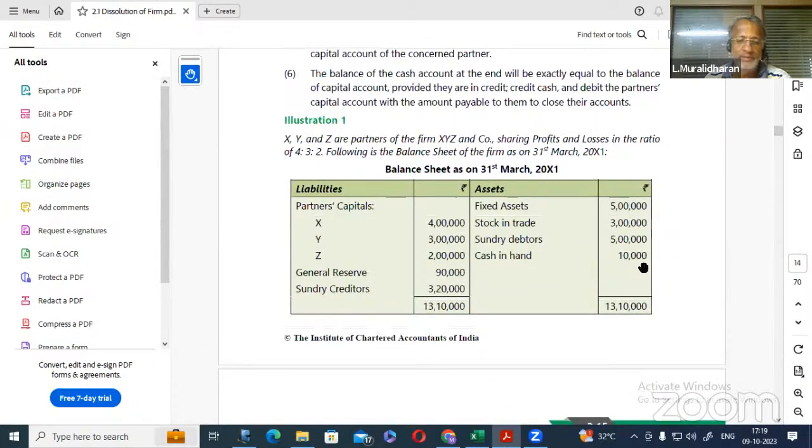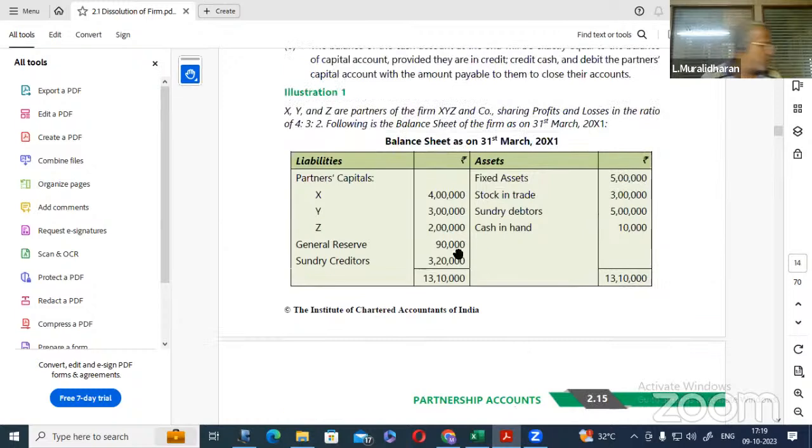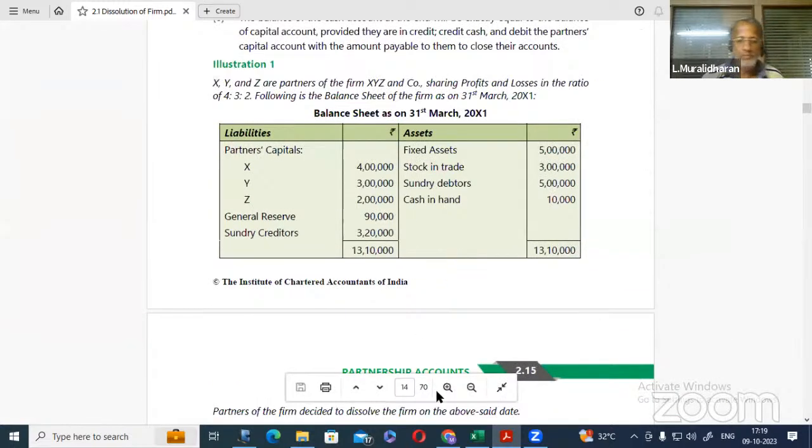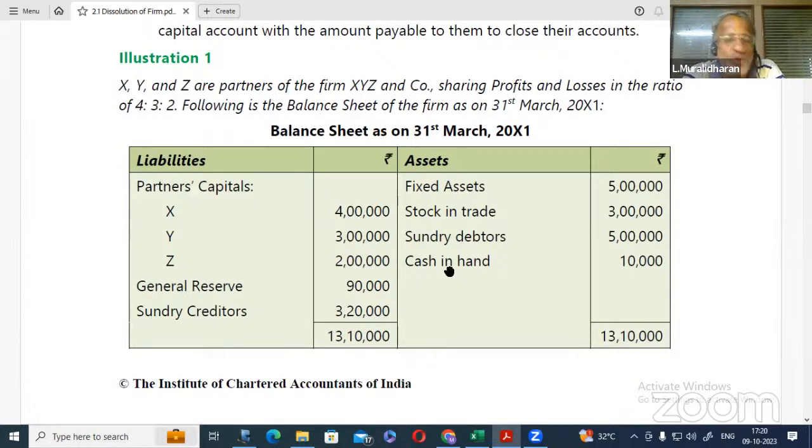Now, let us just take up a problem. Now, let us just take up illustration number 1. X, Y, and Z are partners of the firm X, Y, Z and company sharing profits and losses in the ratio of 4:3:2. Following is the balance sheet of the firm as on 31st of March X1. Partners capital X 400,000, Y 300,000 and Z 200,000. General reserve 90,000. Sundry creditors 320,000. So a million. So 1.31 million, the total. On the asset side, 500,000 fixed asset, stock in trade 300,000, sundry debtors 500,000, cash in hand 10,000.